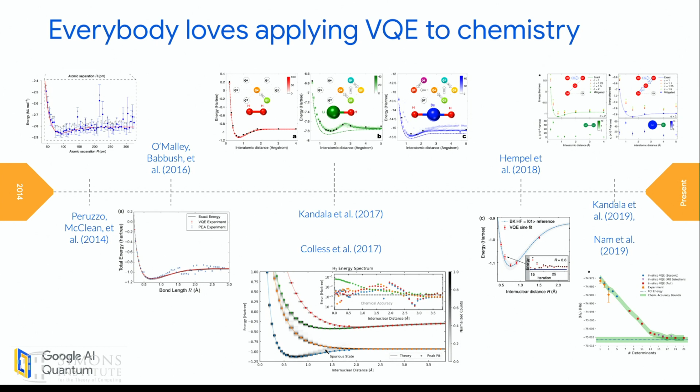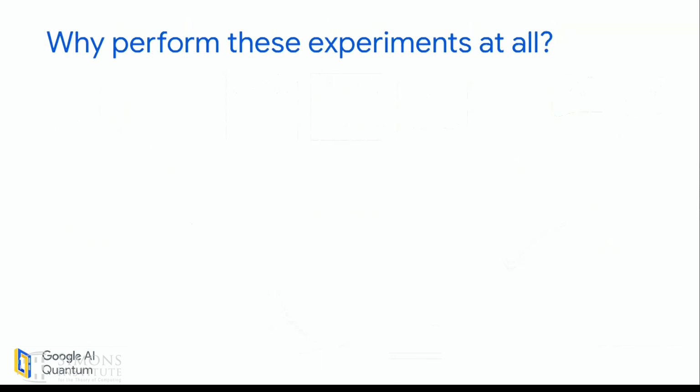And we'll talk a bit more about those challenges. But it should sort of give us pause that we've only done these experiments up to 6 qubits. So what is the point really of doing these application experiments on NISQ devices at all?